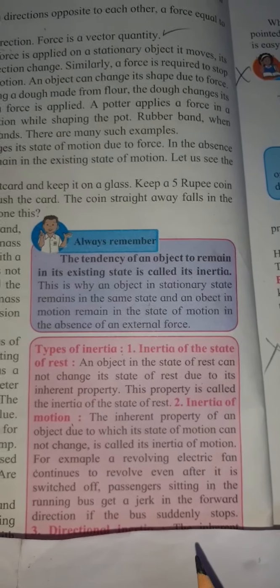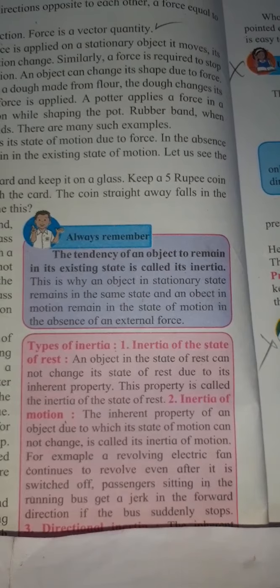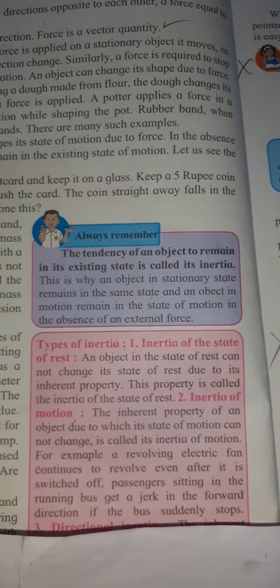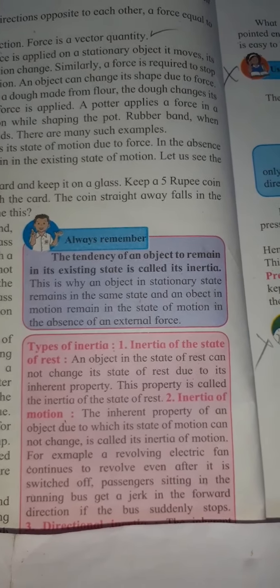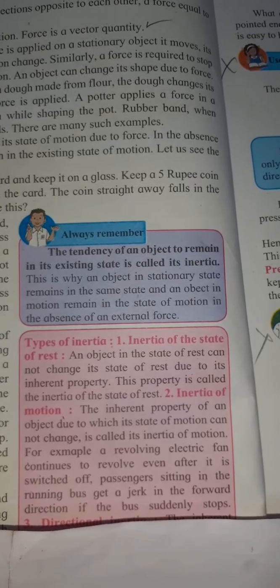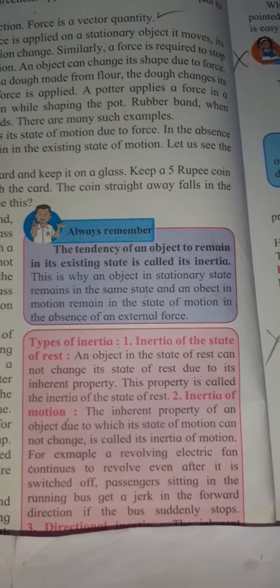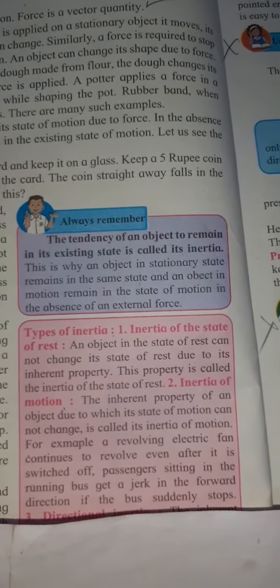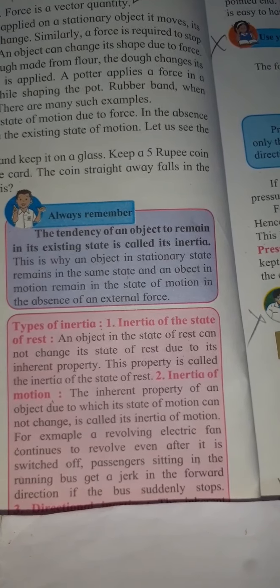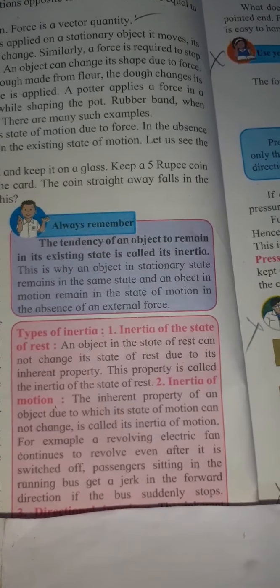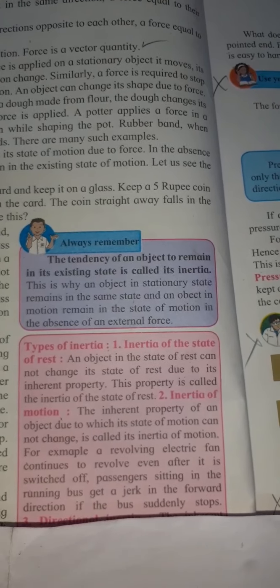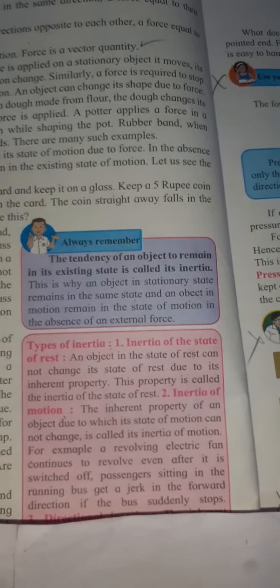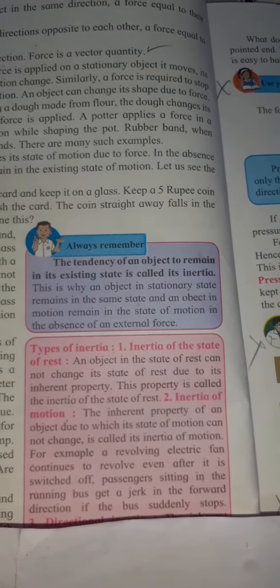Another example is passengers sitting in a running bus. They get a jerk and they tend to bend in the forward direction, because even after applying the brakes, the bus will have inertia of motion for some time.